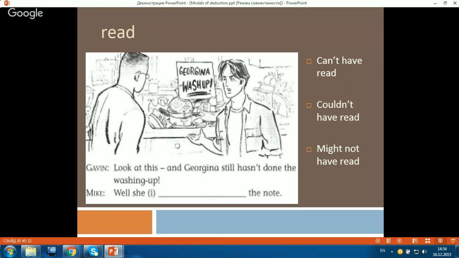Okay, guys, I'm back to the studio. I hope you managed to get all the dialogues correct. I will give you a comment on the last one. Here we can have different options. Look, can't have read. It means it was just impossible for her to read. Couldn't have read has the same function. It was just impossible for her to read. Or we can use our modal verb might not have read. It is possible that she didn't have time or possibility to read it, but I don't know for a fact.